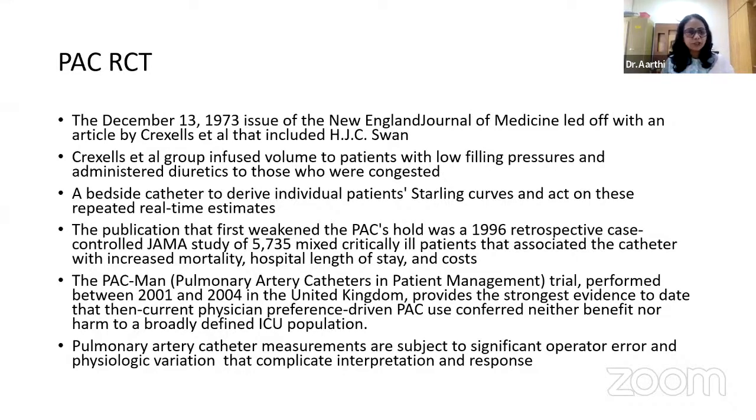The publication that first weakened the PAC was in 1996, where a JAMA study showed that 5,735 critically ill patients were associated with increased mortality, increased length of stay and increased cost with respect to PACs. And finally, the myth was broken with the PACMAN trial, the pulmonary artery catheters in patient management trial, conducted between 2001 and 2004, which provides the strongest evidence, stating that PACs neither benefit nor harm patients in broadly defined ICU populations. Pulmonary artery catheter measurements are subject to significant operator errors and physiological variations that complicate interpretation and response.